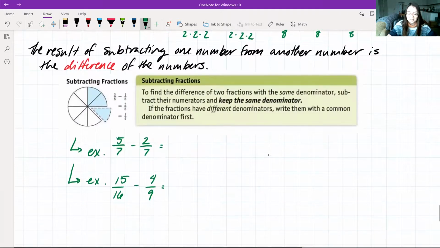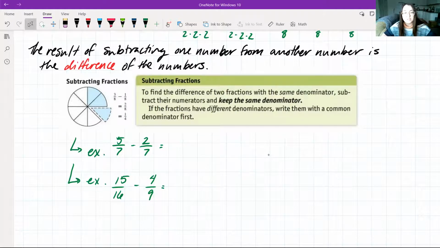But moving on. The result of subtracting one number from another number is the difference of the numbers. So instead of the sum, now we have the difference. So in subtracting fractions, to find the difference of two fractions with the same denominator, we just want to subtract their numerators and keep the same denominator. If the fractions have different denominators, we want to write them with a common denominator first, just like we did in our last problem, and just like we do when we add fractions.